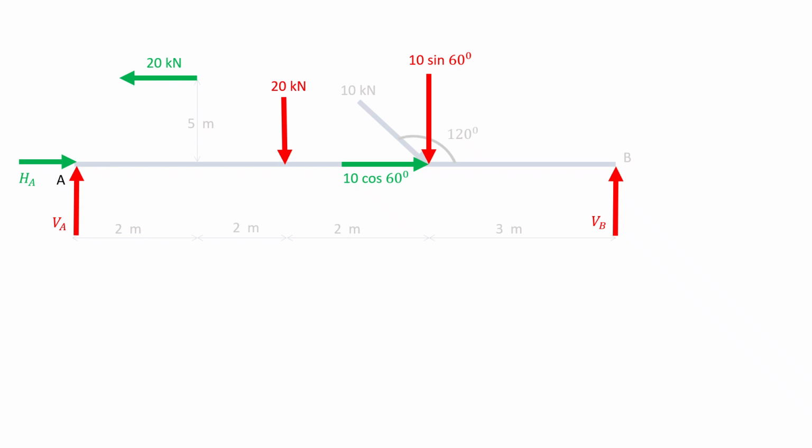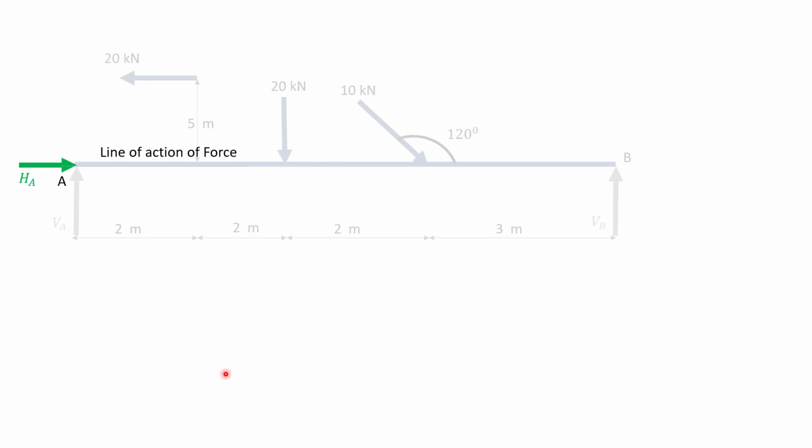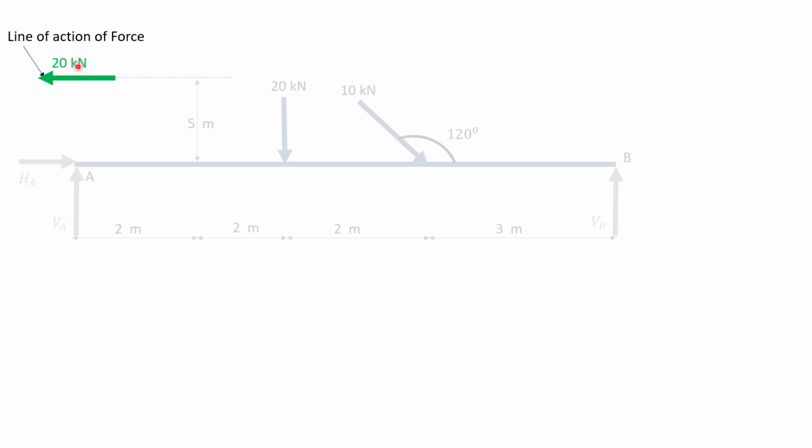So, now taking moment of all forces about point A. HA passes through point A, so moment of HA about point A will be 0. VA passes through point A, so moment of VA about point A will be 0. And this 20 kilonewton force has a perpendicular distance about point A of 5 meters, and it will rotate about point A anti-clockwise. So 20 into 5, 100 anti-clockwise, minus.